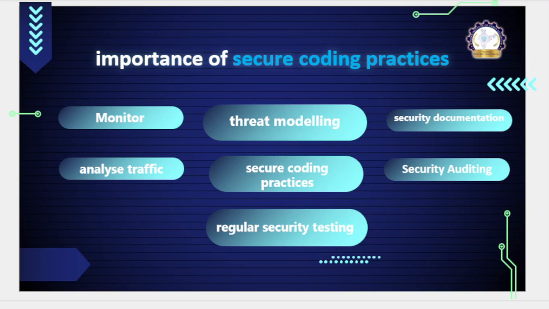So by monitoring and analyzing API traffic, developers can quickly detect and respond to potential security threats. They can implement security measures such as rate limiting, blacklisting suspicious IP addresses, or adding additional authentication layers to prevent or mitigate attacks. Regular monitoring and analysis of API traffic can also help identify vulnerabilities in the system that need to be addressed through code changes or security patches.